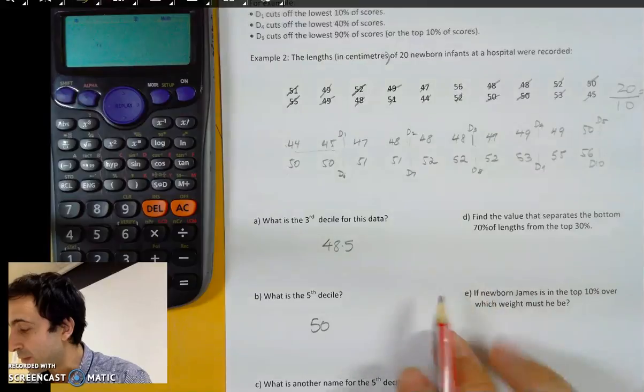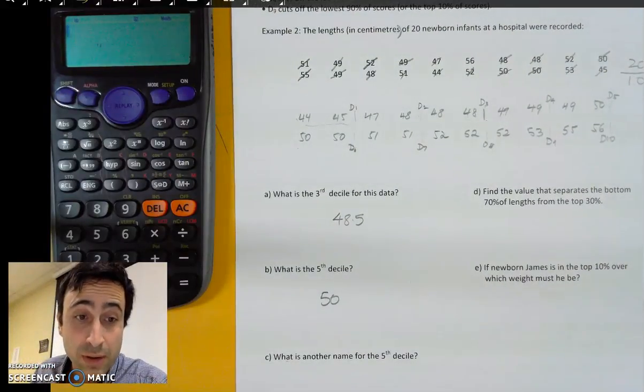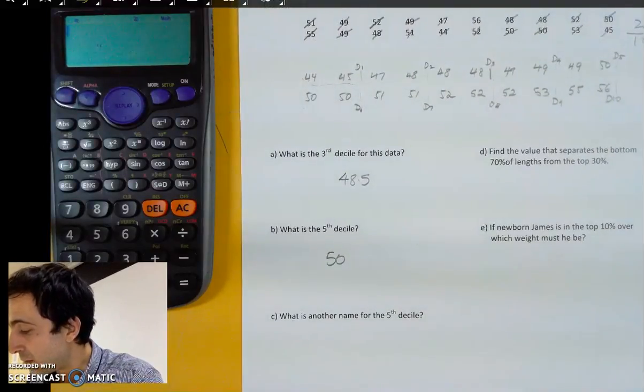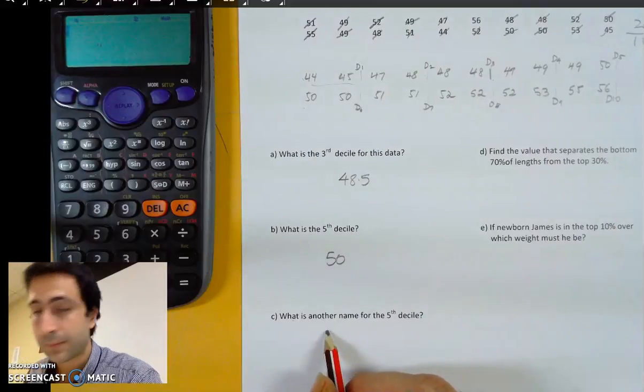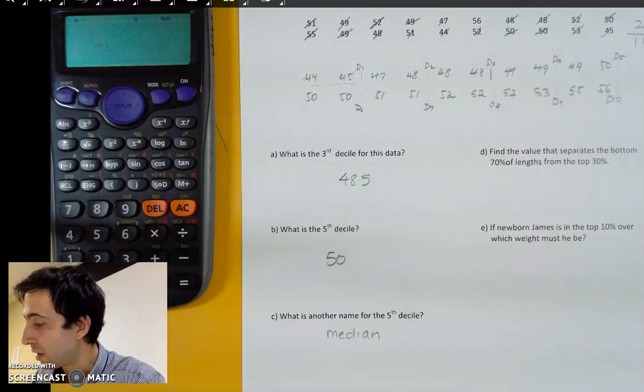What's another name for the fifth decile? Okay, the fifth decile, 5 out of 10, is the median. The median is the fifth decile.